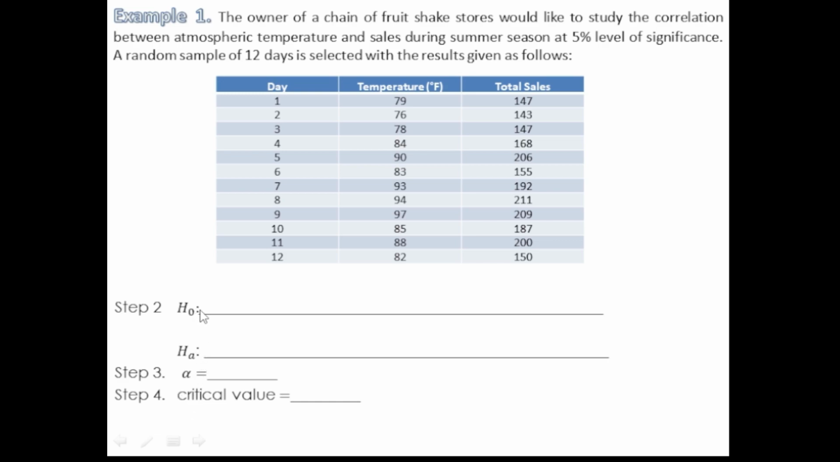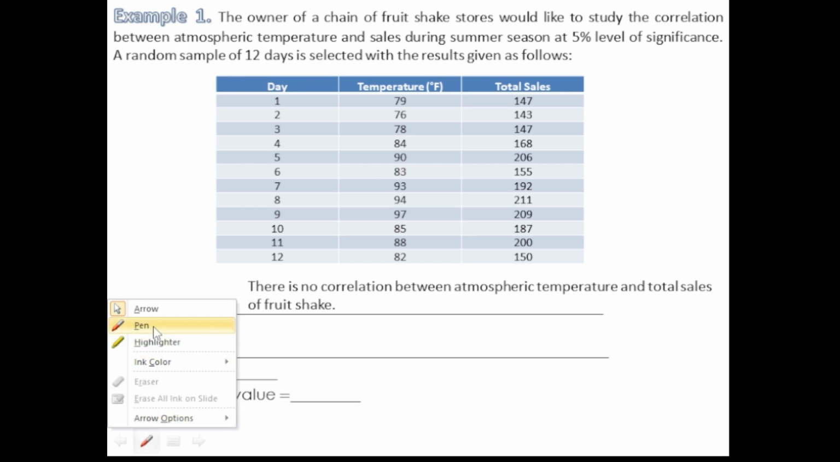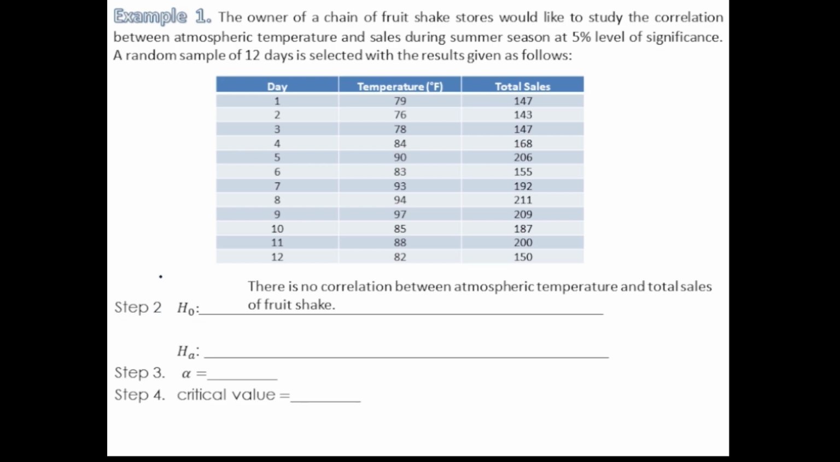So, null hypothesis, there is no correlation between the atmospheric temperature and the total sales of fruit shake. So, R is equal to 0. Next, yung alternative hypothesis, there is correlation between atmospheric temperature and total sales of fruit shake. So, ito ay R is not equal to 0.